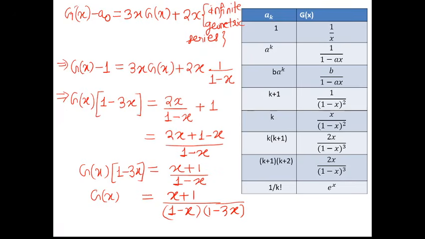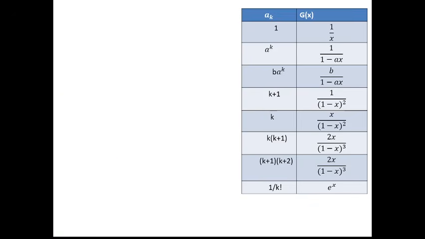So this is the expression for g of x. After this we have to express this right hand side in such a way that one of the formulas in this useful generating function table can be applied easily. It means we have to obtain the denominator in the form 1 minus ax, or 1 minus x whole square, or 1 minus x whole cube, likewise. So for this we will apply the partial fraction method to the right hand side.